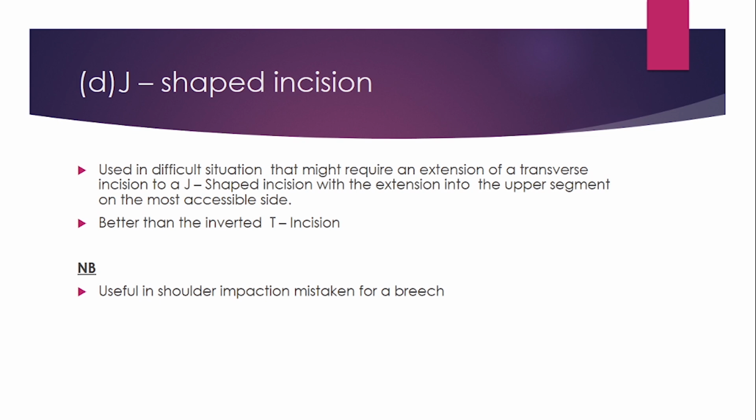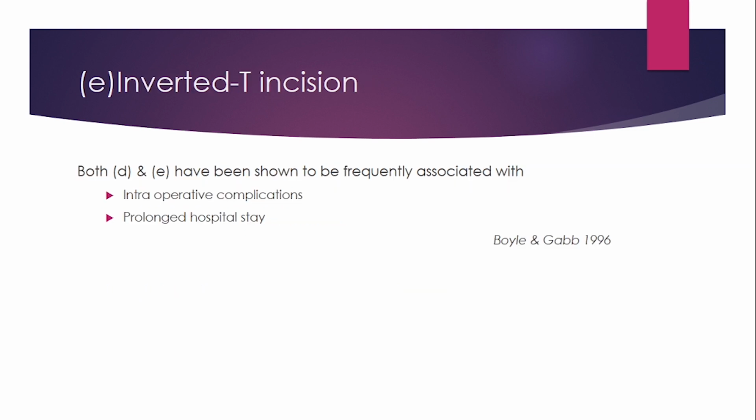So J-shaped incision is useful in shoulder impaction mistaken for a breech. Then inverted T, we hardly use this. And it's been found to be frequently associated with intraoperative complications and prolonged hospital stay.